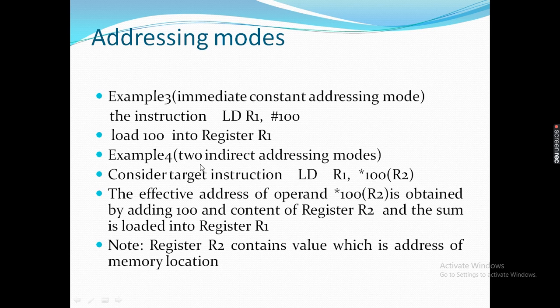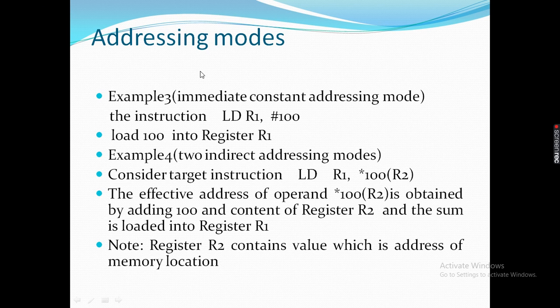Example number 4, two indirect addressing modes. Consider the target instruction LD R1 comma star 100 of R2. LD means load into register R1. The operand is star 100 of R2. The effective address of the operand star 100 of R2 is obtained by adding 100 to the content of register R2, and the sum is loaded into register R1.